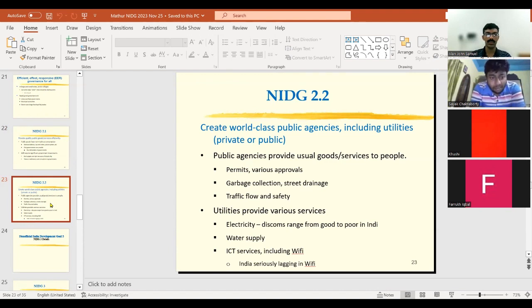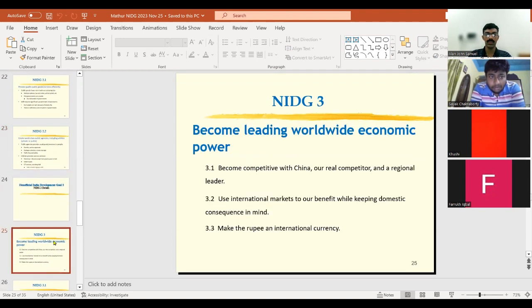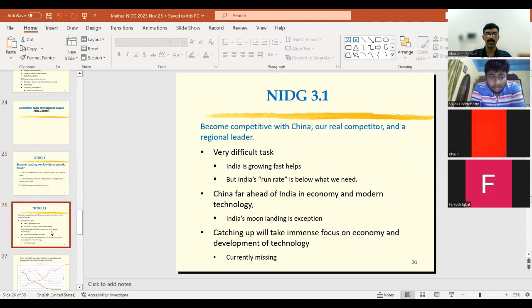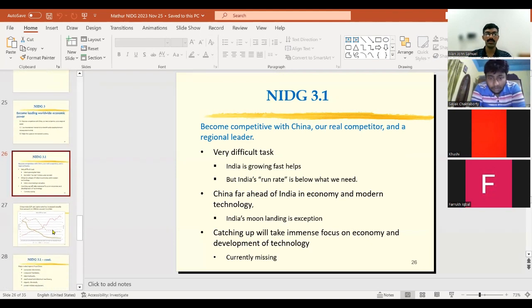And for example, if you look at Wi-Fi, India is seriously lagging. I try to talk to people in villages, and they tell me their village doesn't even have Wi-Fi. Even in the small towns, it's tough. So this is all very straightforward after that. But becoming competitive with China is a very, very difficult task. We really have to have immense focus on economy and development of technology. It isn't there.